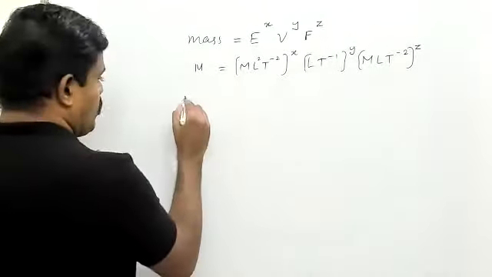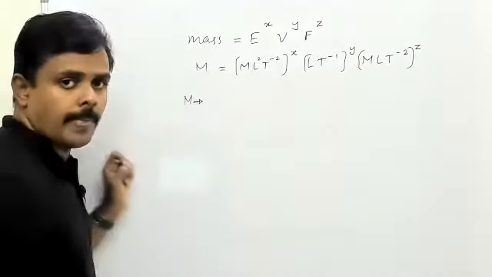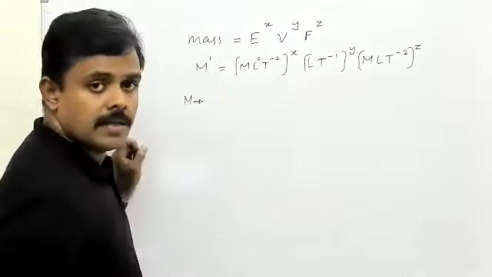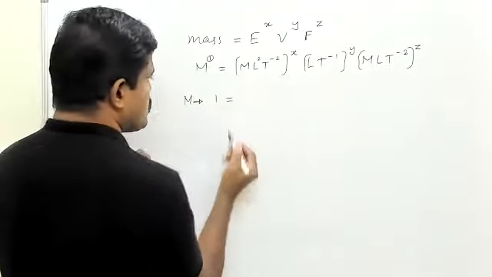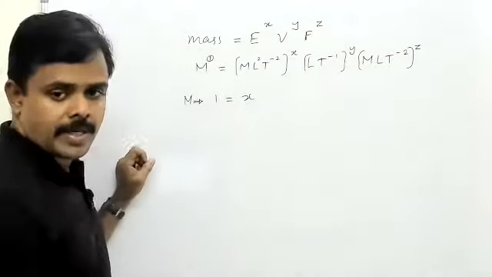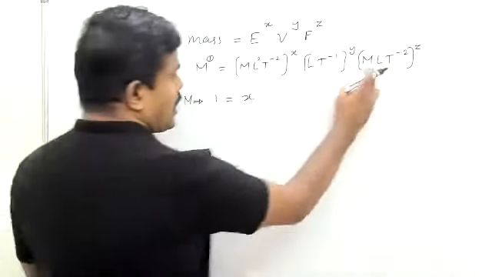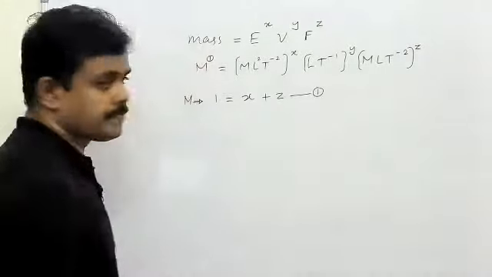Now tell me, how about comparing M's now? Comparing M's now, this is M. M's power is 1. What is the power of M here? M's power is 1 is equal to, here it is M raised to x, that is x. M raised to x, then M raised to z. So x plus z, that is equation number 1.